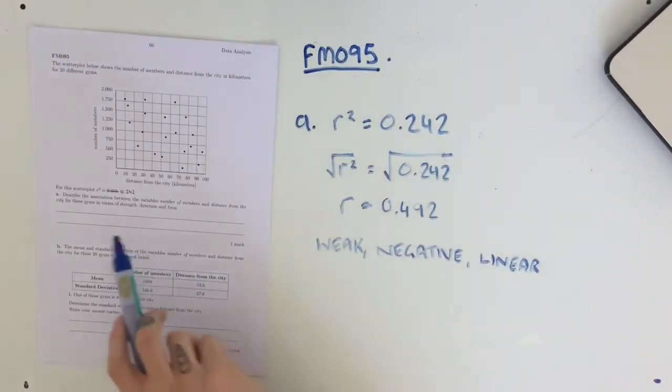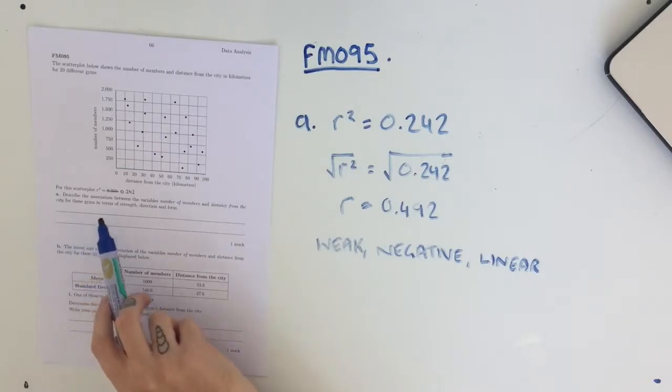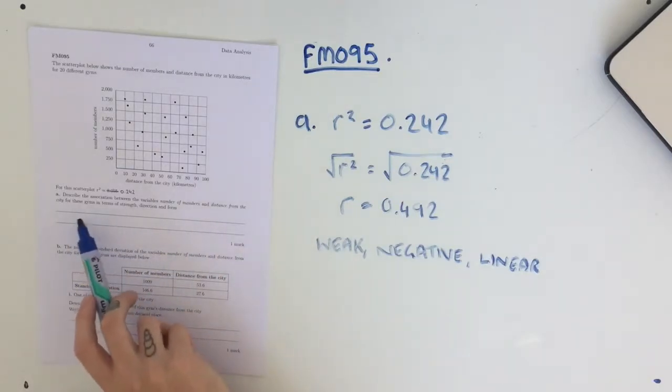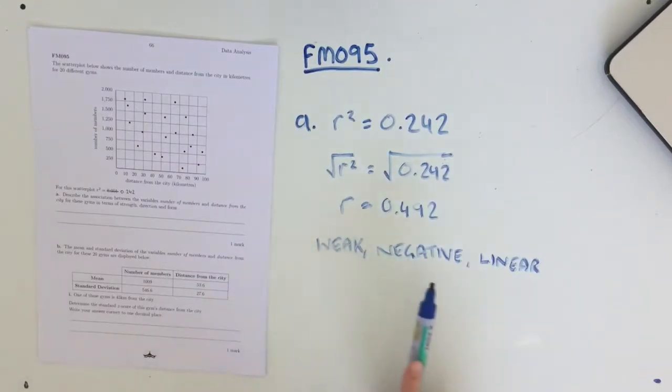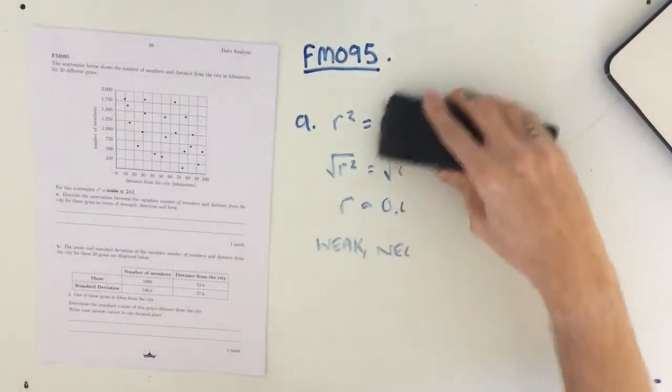So we have a weak, negative, linear association. We answer in this form because it's asked us to describe the association between the two variables in terms of the strength, direction, and form. So we make sure that we address all three: strength, direction, form. Cool, so that's part A done.